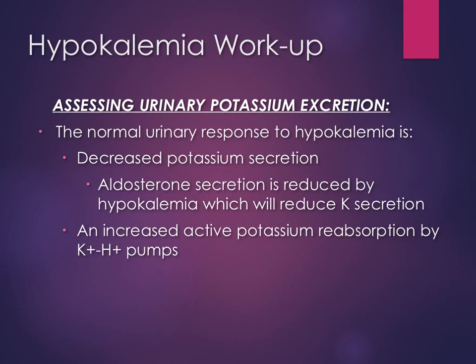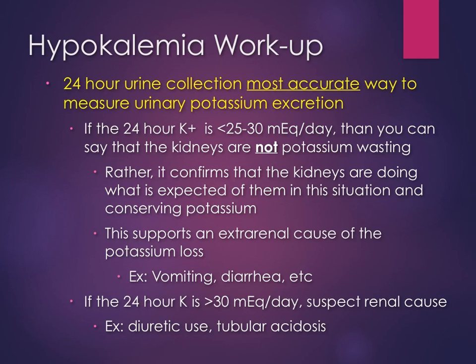All right, so let's check the urine then. Now, the normal urinary response to hypokalemia is going to be a decreased potassium secretion. Why? Because when you're hypokalemic, this will reduce aldosterone secretion. As a result, you'll have reduced potassium being excreted from the kidneys into the urine. The other factor here is that you're going to get an increased active potassium reabsorption by the potassium hydrogen ion pump. The 24-hour urine collection is the most accurate way to measure urinary potassium excretion.